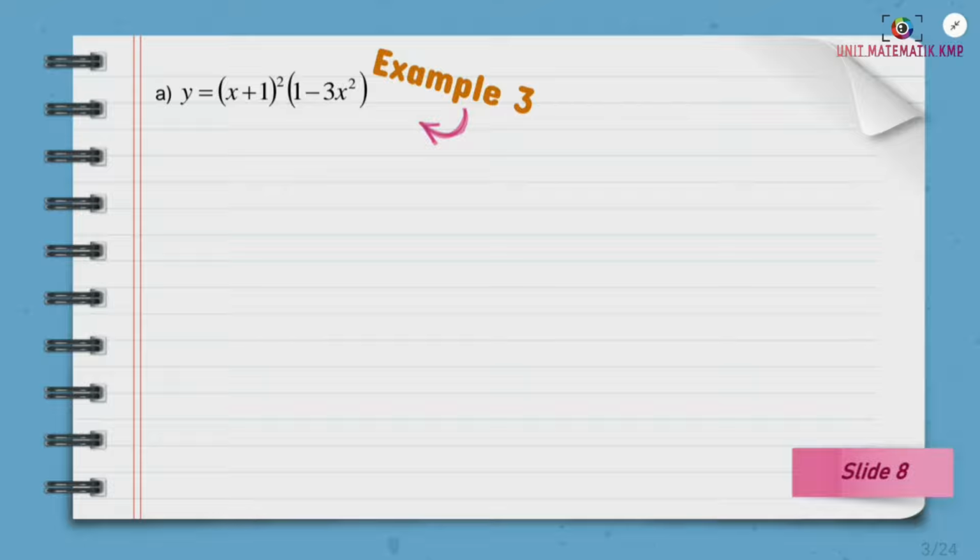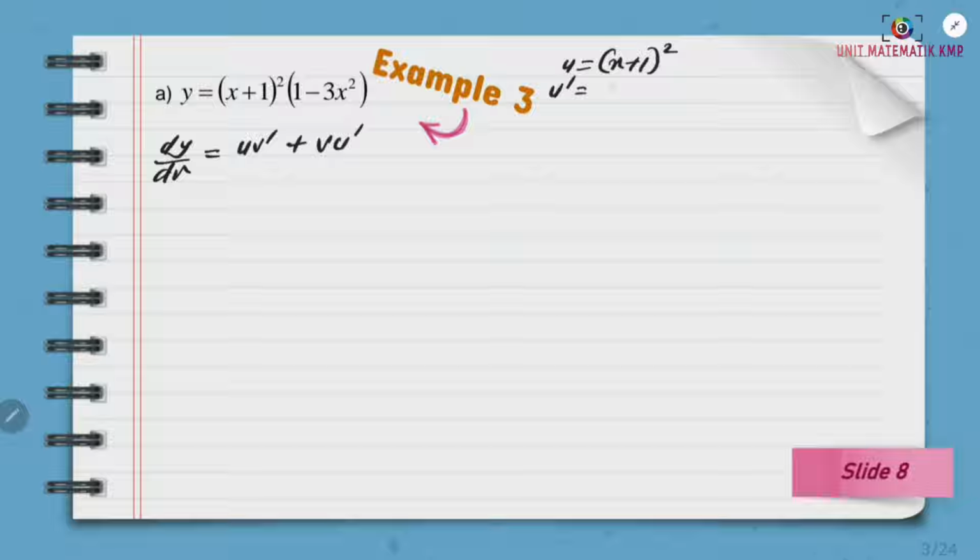For example 3a, given y equals (x + 1)² times (1 − 3x)². We solve this question by using the product rule and the general power rule. So dy/dx is equal to, the product rule is u v prime plus v u prime. Now we write u equals (x + 1)². Differentiating, u prime equals 2 times (x + 1).